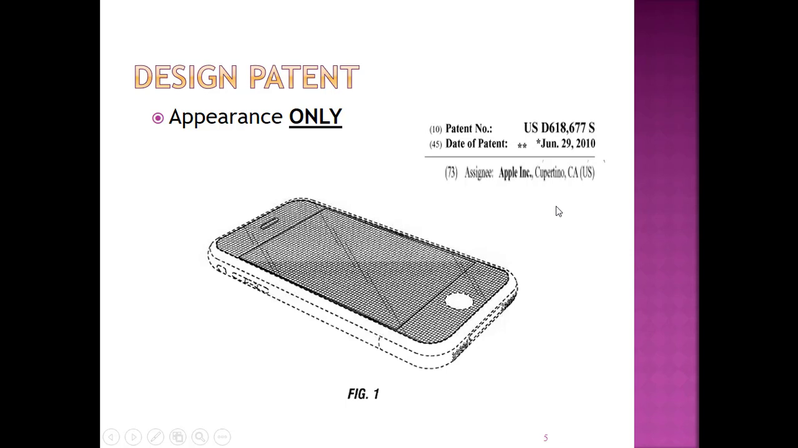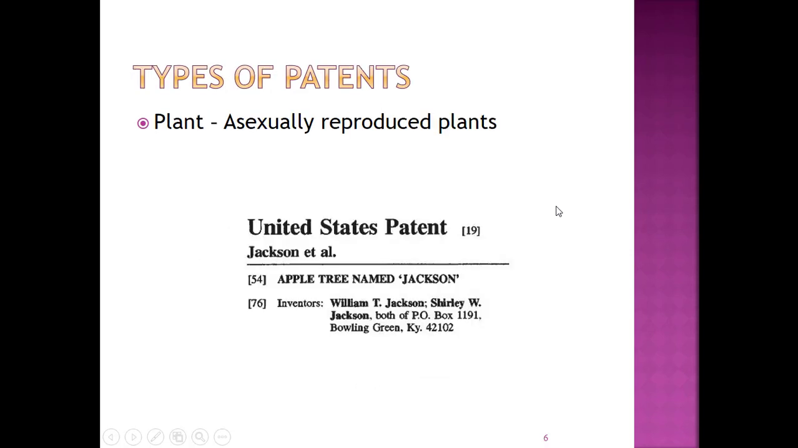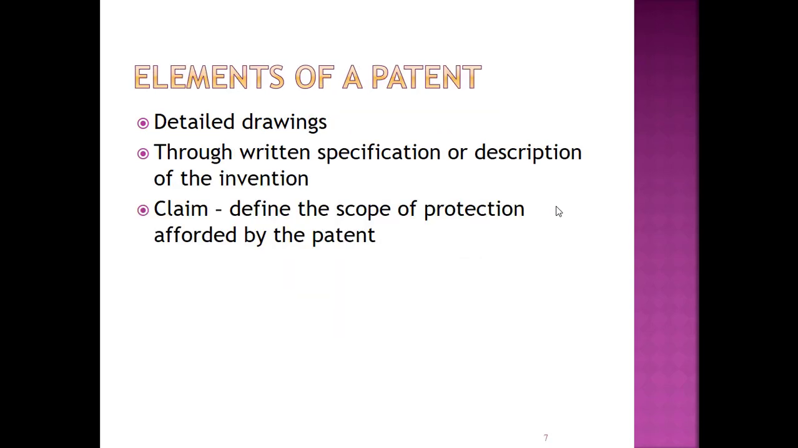There are also patents that you can get on things like plants, believe it or not. If you're an agriculture person, you've probably heard of GMO plants, the genetically modified organisms, and if you come up with a new kind of plant, you can patent that. And so this one, it looks like, is from Mr. and Mrs. Jackson from Jackson's Orchard here in Bowling Green, Kentucky. And so there are different things that you can patent.